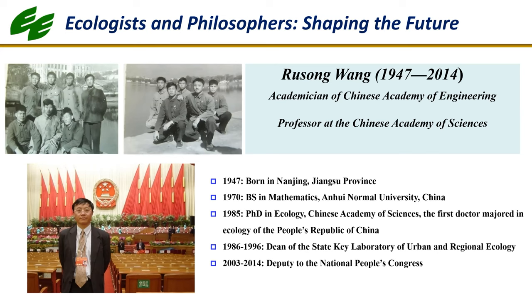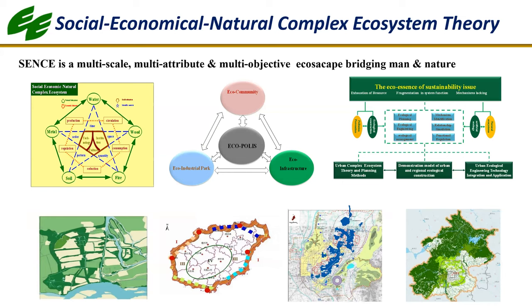During his career, Professor Wang served as the leader of our key laboratory and as a deputy of the Chinese National People's Congress. He was a highly influential ecologist who made outstanding and lifelong contributions to the theory and application of urban and industrial ecology. He developed the theory of the social, economic, natural complex ecosystem, a theory that combines ancient Chinese ecological wisdom with modern ecological sciences.